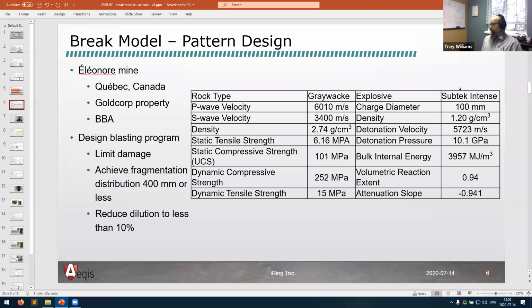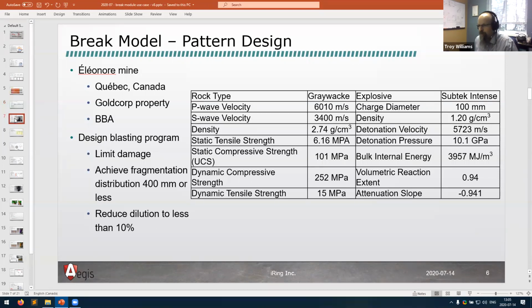The explosive was a high strength emulsion, an ORICA product, Subtech Intense. The blast hole diameter was 100 millimeters, and the density was about 1.2. So the detonation velocity in that diameter is about 5,700 meters per second, which is very close to the P wave velocity of the rock.